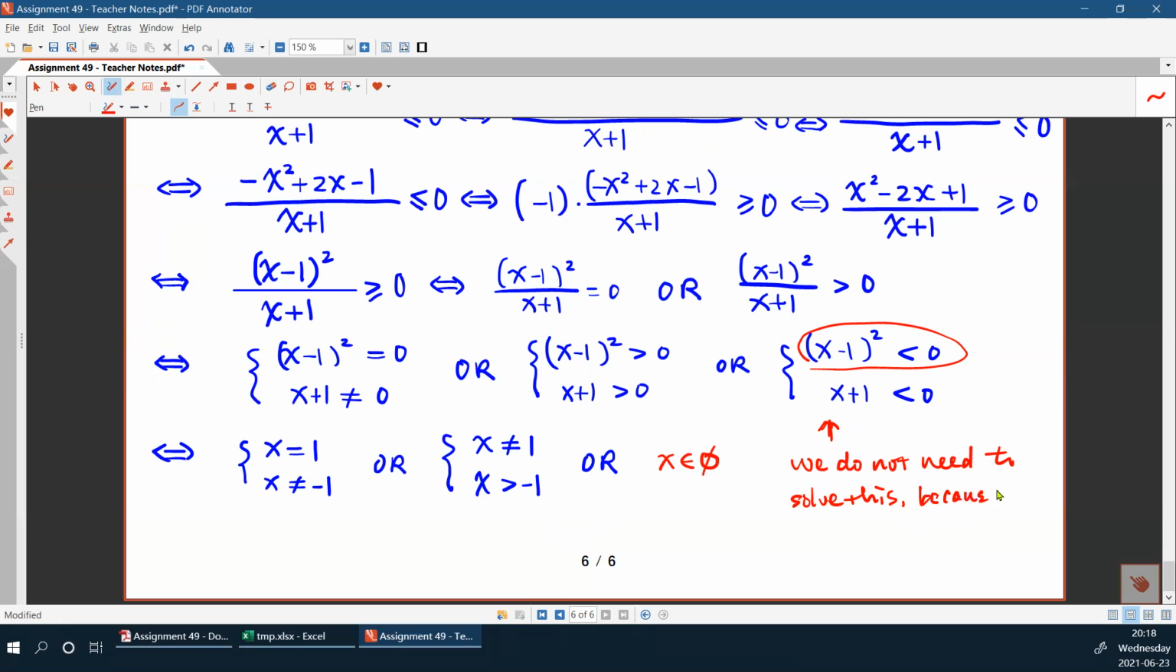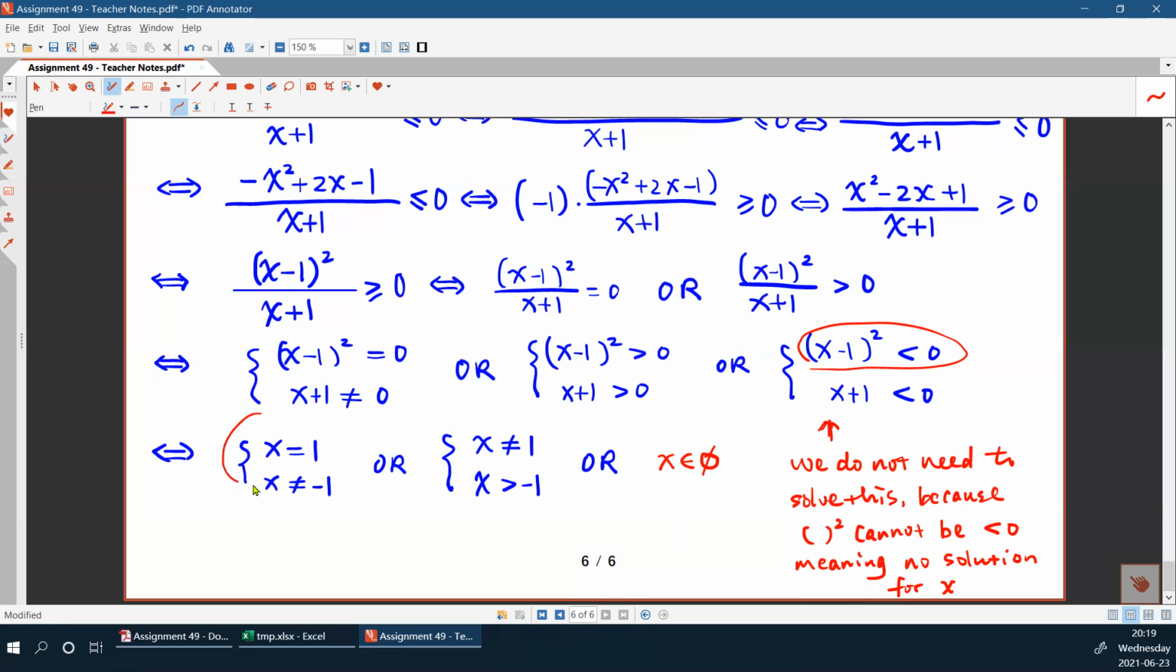Because something squared cannot be below 0, meaning no solution for x. Okay.